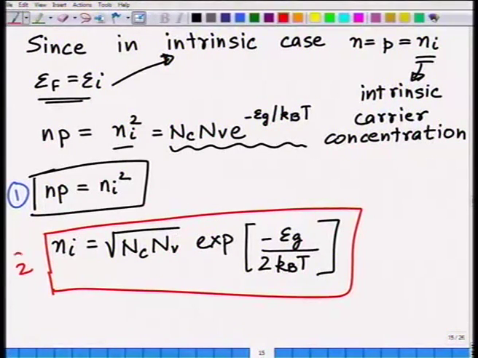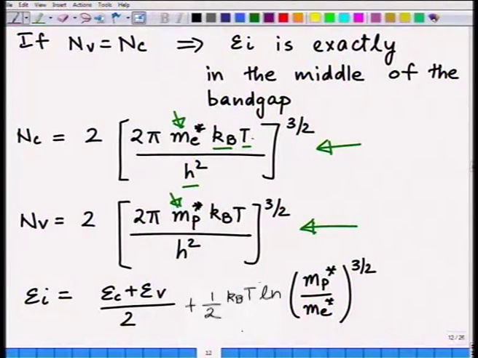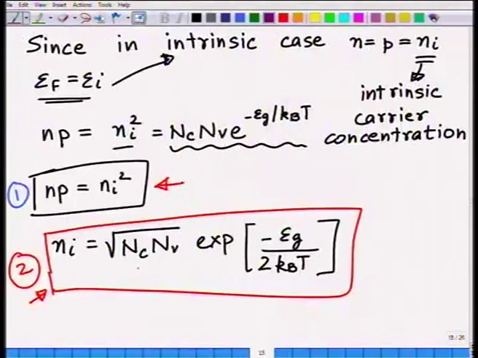I can determine Ni, and I have already written this as a general comment. You recall from here there is a T to the power 3 by 2 dependence on this, so this T to the power 3 by 2 is in Nv and Nc. So when I am writing this as follows, the T to the power 3 by 2 dependence will show up here also, and the temperature dependence will show up here as well.